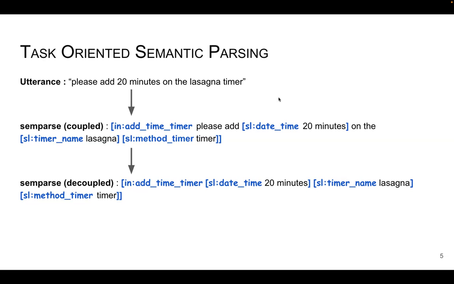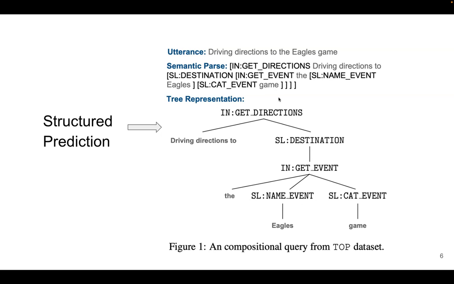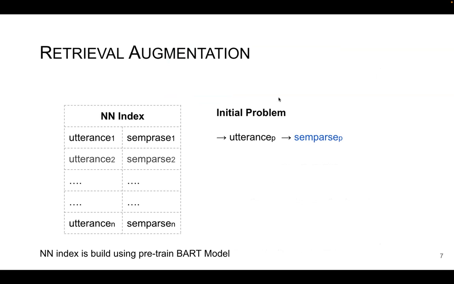So the task-oriented parsing task is basically: you are given an utterance, and you have to convert it into a semantic parse which has intent and slots. Now these intents and slots can be hierarchical, so there can be an intent, a slot, followed by another intent, so there can be multiple intents in this. For example, in the example shown on the right, taken from the TOP dataset. So as you can see, this is a complex structured prediction task.